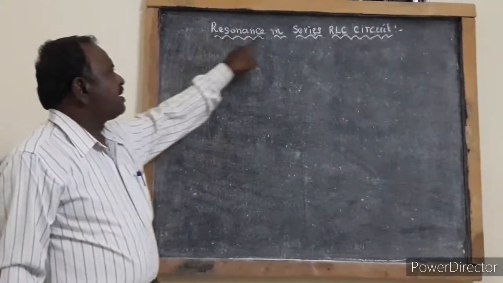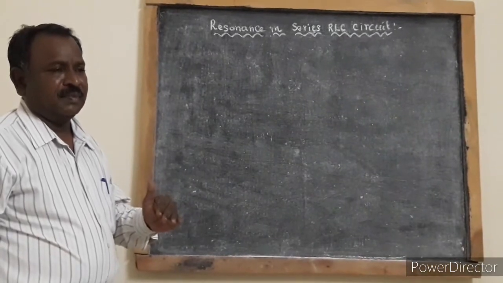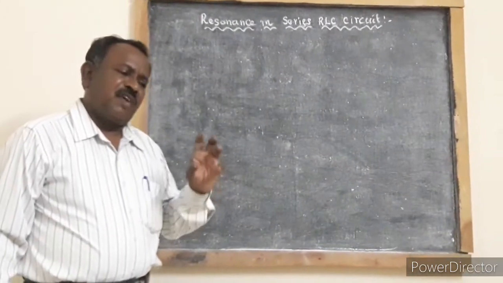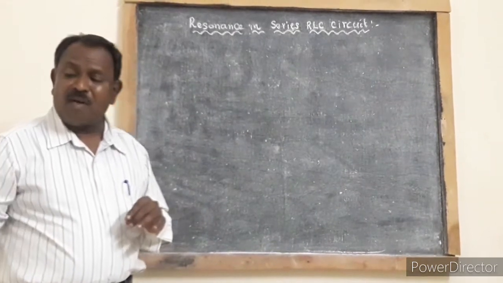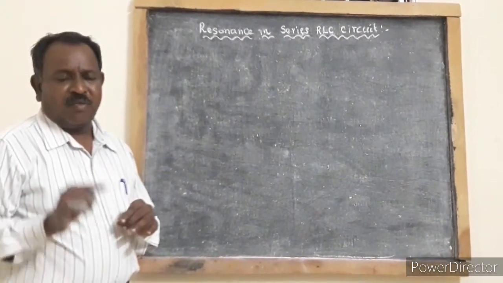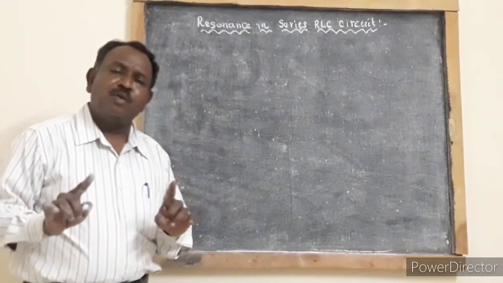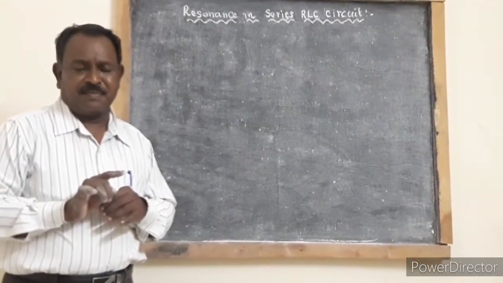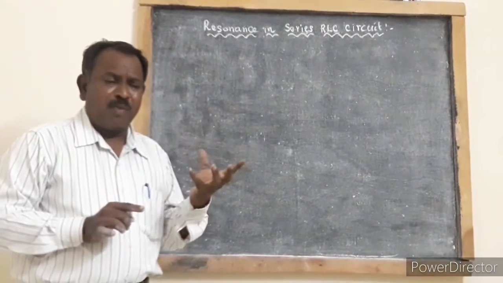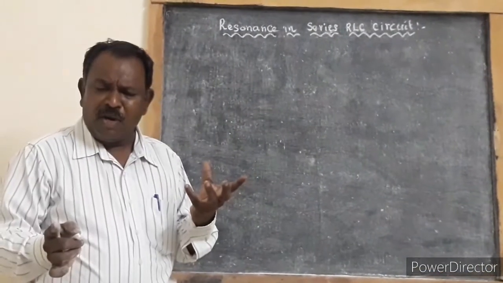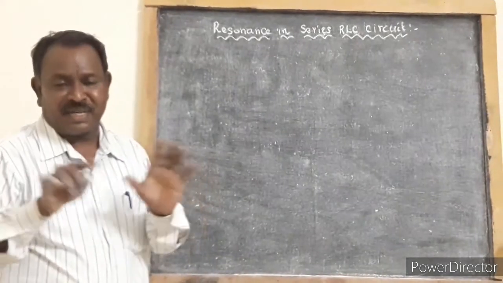Next we are going to see resonance in series RLC circuit. So what is called resonance? When any object vibrates with the natural frequency and it makes any object very near to it vibrate with the same frequency as that of the natural frequency, then the two bodies are said to be in resonance. Once again I repeat, when a body vibrates with its natural frequency, that vibrating body makes another body vibrate with the same frequency, then the two bodies are said to be in resonance.